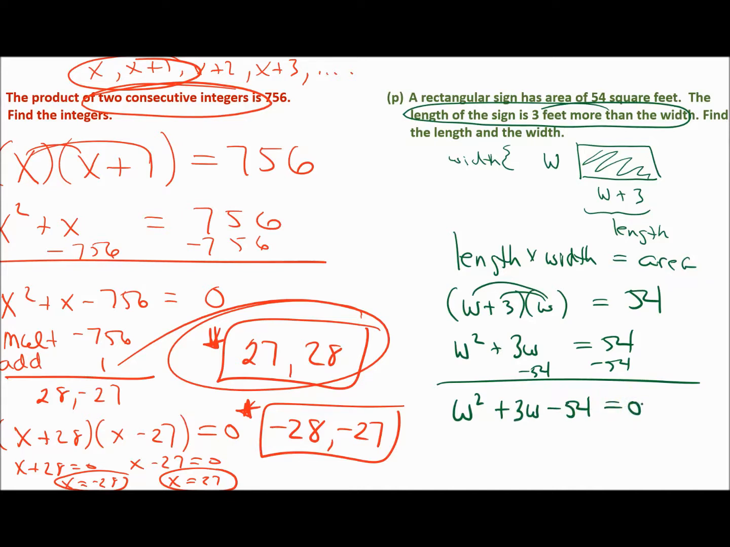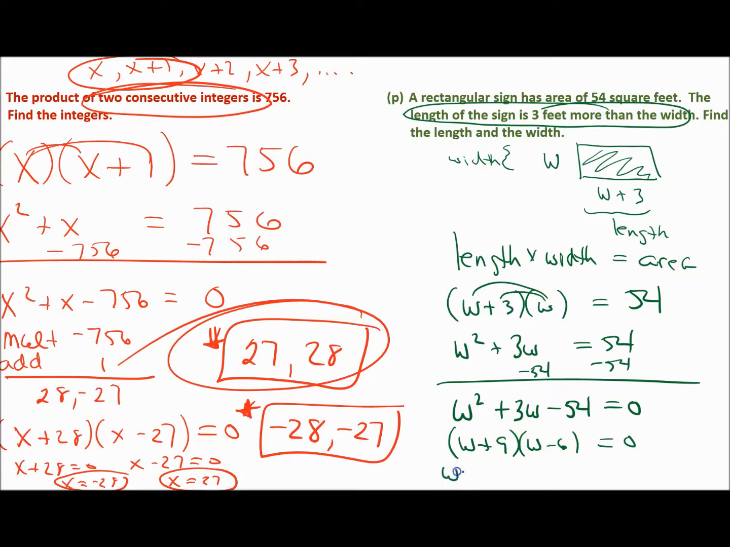Now I have to factor. And I'm trying to find numbers that multiply to be negative 54 and add to be positive 3. We know we can do that because we have a leading coefficient of 1 right here. And if you think about factors of 54, most of you probably think about 9 and 6 first. And that would work because if we do a plus 9 and a minus 6, let's think about it. W plus 9 times W minus 6 equals 0. That definitely multiplies to be negative 54, adds to be 3.